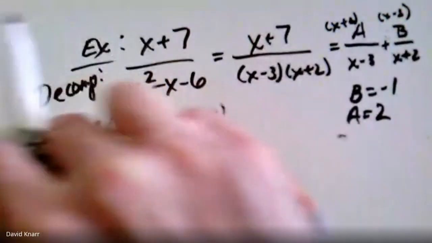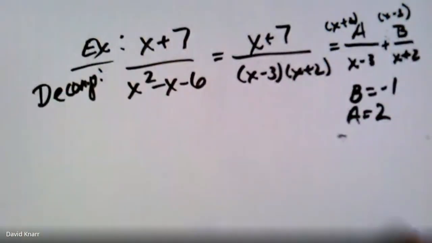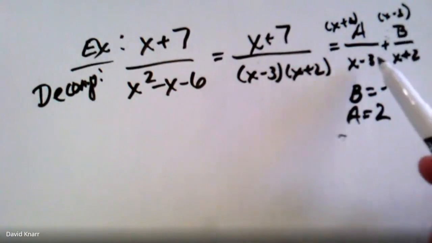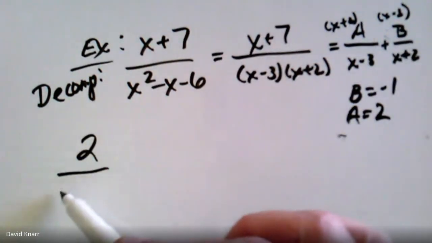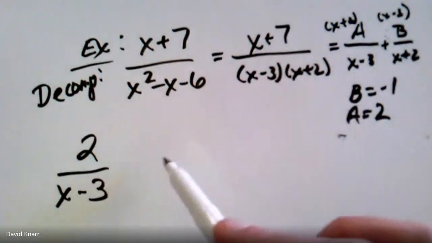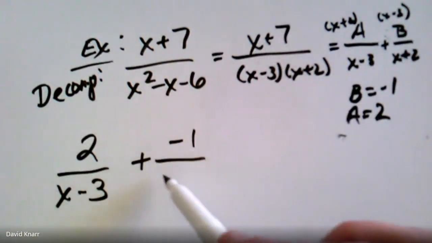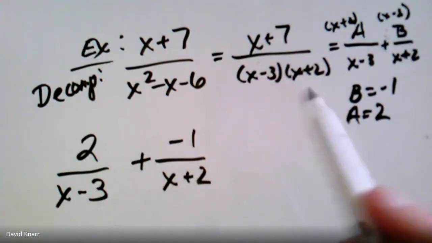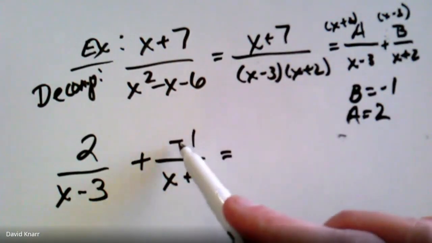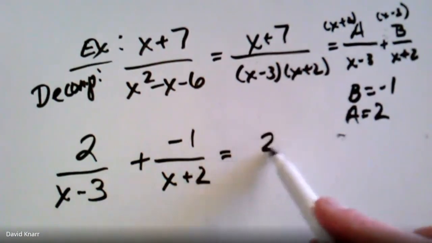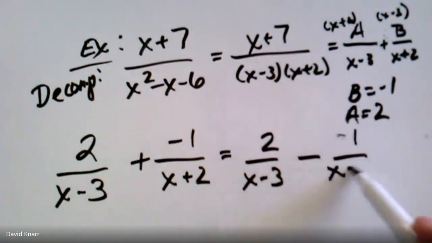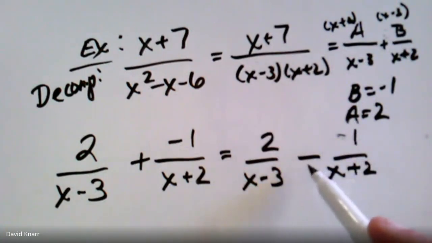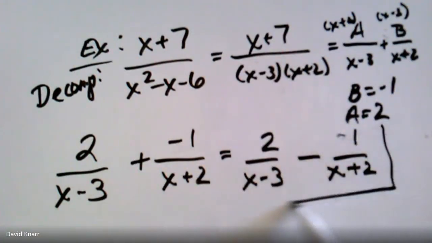So if I go back to this step all the way back up here, I'll have 2 over x minus 3 plus negative 1 over x plus 2. And then, since the second one is negative, you can turn it into 2 over x minus 3 minus 1 over x plus 2. So that's how we get subtraction in between them, even though we always start with addition. Okay? And this is the correct answer.